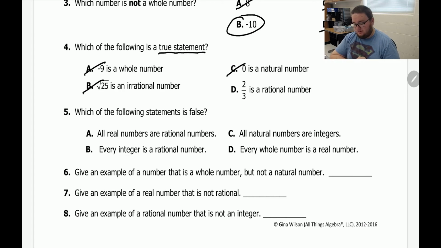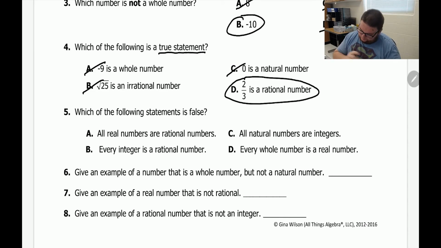Well, D says that 2/3 is a rational number. If you remember on the front page, 2/3 was one of our examples of rational numbers. So D would in fact be true.